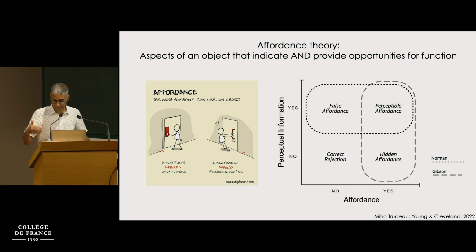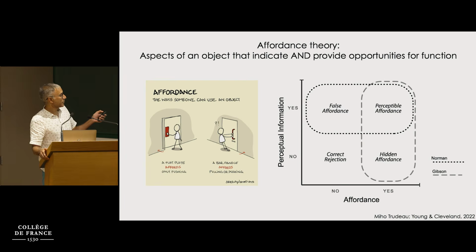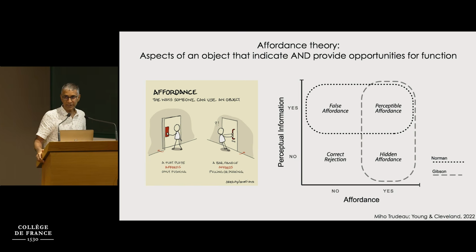Now that notion of affordance has been adopted or co-opted by the people who make products for humans to use, and it's bled into the world of user interface design and so on. And so it's become a little richer and slightly different than Gibson's original formulation. So what is an affordance? An affordance is aspects of an object that indicate and provide opportunities for function, right?